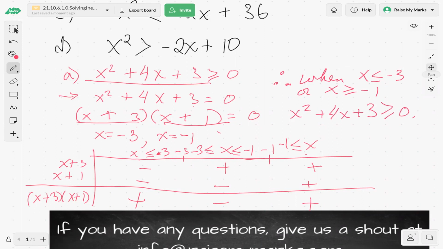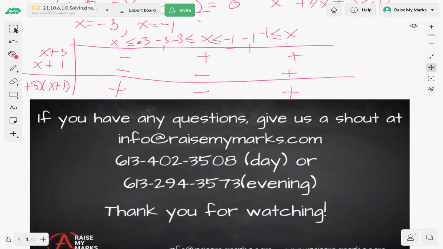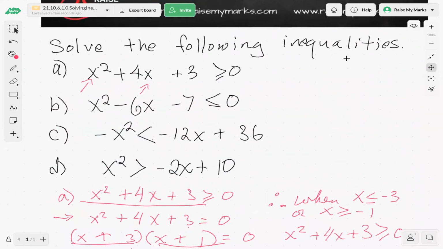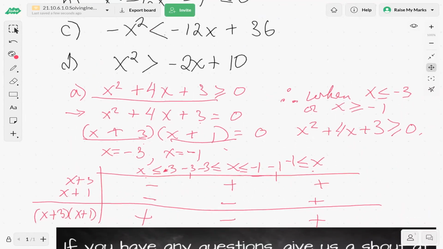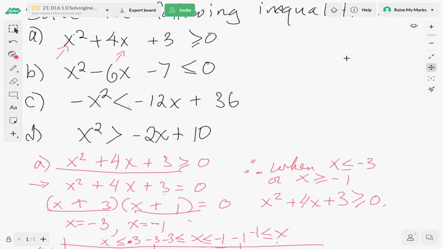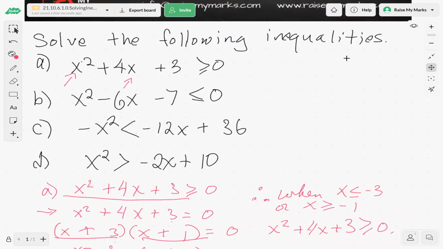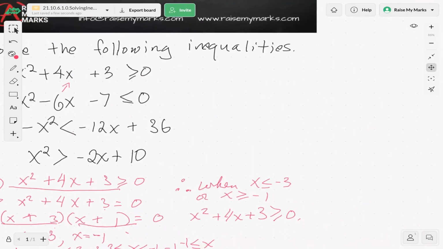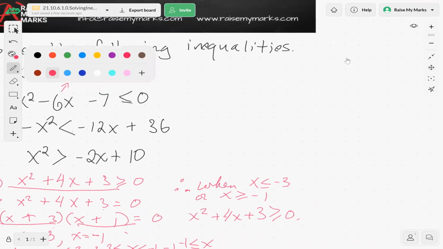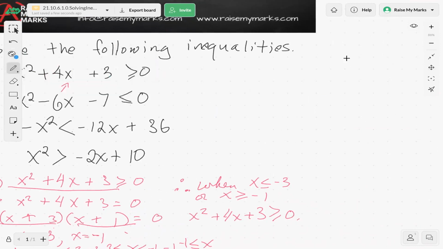Good. This is actually just the first question, my mistake. It doesn't bring us to the end of our session, it brings us to the end of our space. All right, let's go back up to the second question: x squared minus 6x minus 7 is less than or equal to 0. Let's use the same procedure. I did not leave a lot of space today. Okay, so let's do this one over here.